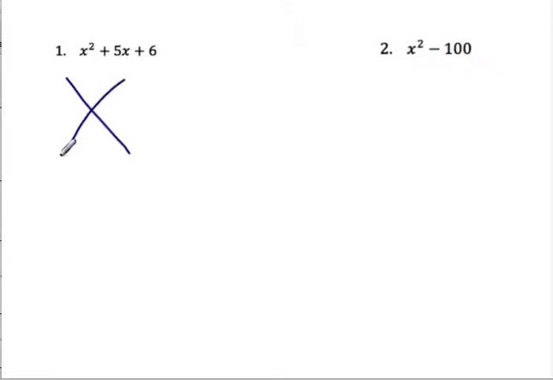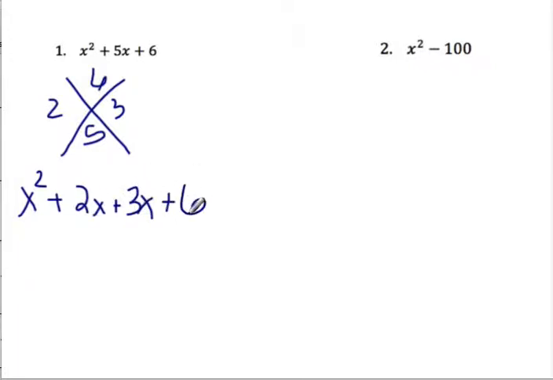So I'm going to be multiplying to 6 and adding to 5. So what multiplies to 6 and adds to 5? Well, that's going to be 2 and 3. So remember that that's what I'm going to use to split up my 5x. So instead of writing 5x, I'm going to write 2x plus 3x plus 6.